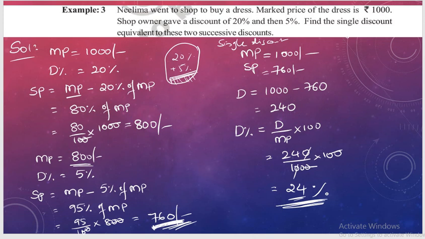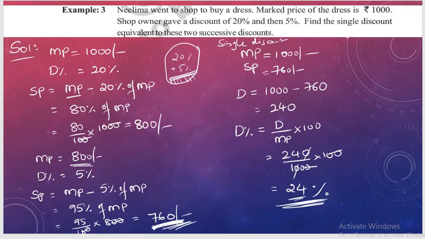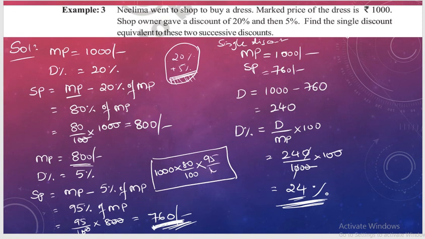Okay, moving on to one more question. Here we have done two successive discounts, right? These two successive discounts we can also do in another way. Let's see this, this is the short way. What is the market price? Market price is 1000 into the first discount of 20%, that means if you remove that 20 we are going to get 80. So 80 by 100 into the next 5%, which means 95 by 100.